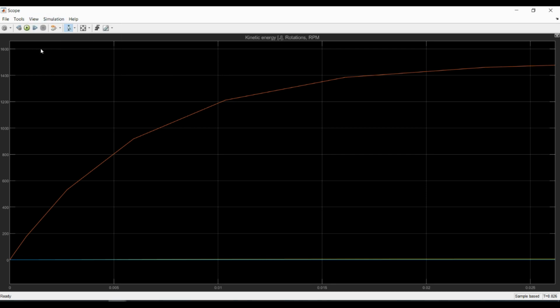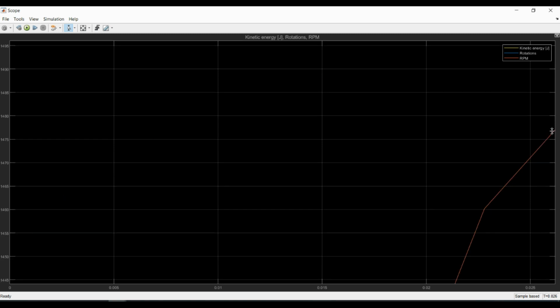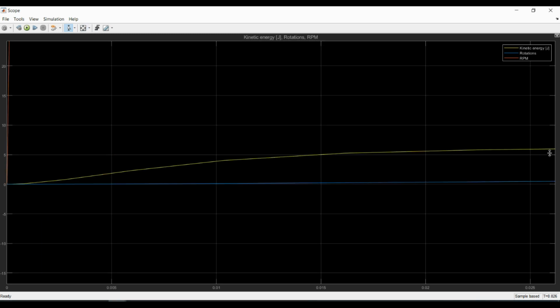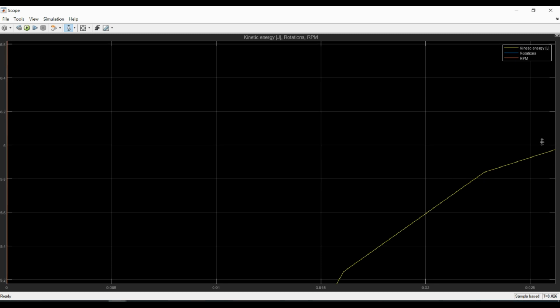Let's click on View and select Legend to see which curves are the kinetic energy and RPM. With the Zoom Y button, we can zoom in on the Y-axis to view the result more precisely. The maximum speed for a flywheel length of 50 mm is about 1477 RPM. The kinetic energy at impact is approximately 6 joules.